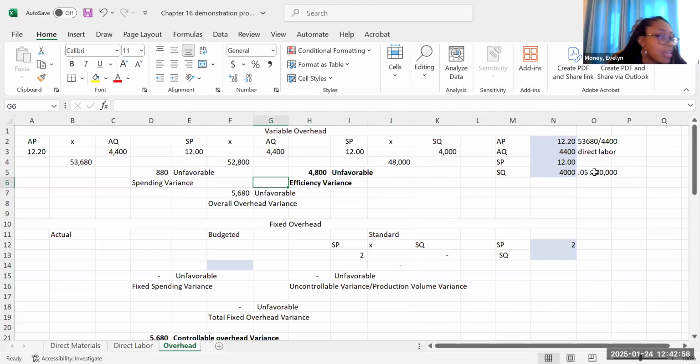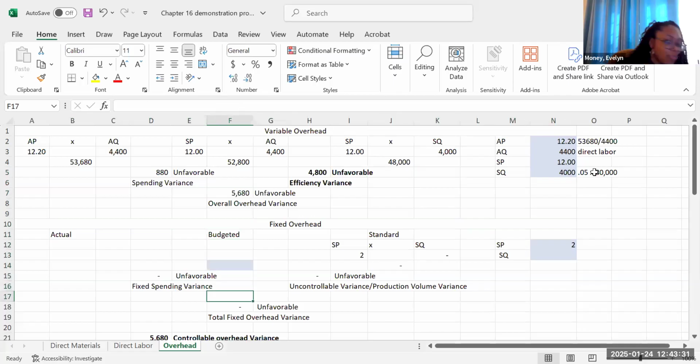All right, so when we plug everything in, notice that we have our spending variance of 880. That is unfavorable, and we predicted that it would be. For the efficiency variance, we know that we worked 400 hours more than what we planned, so that also impacts our variable overhead. So we end up with an overall overhead variance for variable overhead of unfavorable.